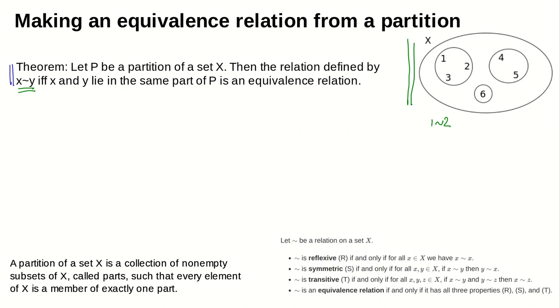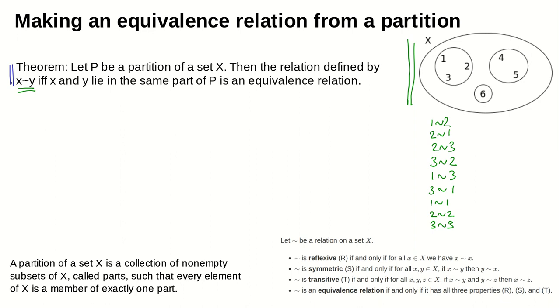And because 2 and 1 lie in the same part, we would have 2 would be related to 1. And similarly, 2 would be related to 3, 3 would be related to 2, 1 will be related to 3, 3 would be related to 1, and of course 1 will be related to 1, 2 will be related to 2, and 3 will be related to 3, because certainly 3 lies in the same part as 3.